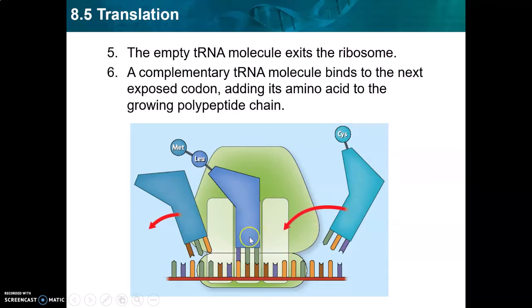So this ribosome is continuing to move down the strand of mRNA. Each new codon that's exposed is going to bring in a tRNA molecule, and then the one that has dropped off its amino acid is free to leave.